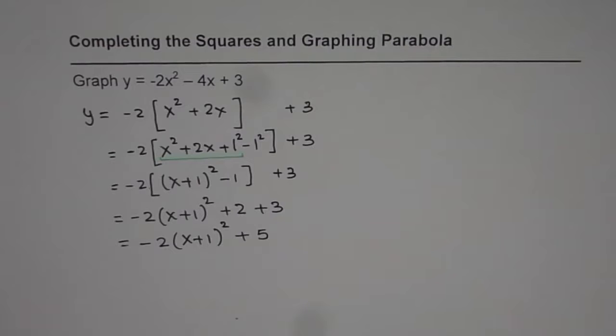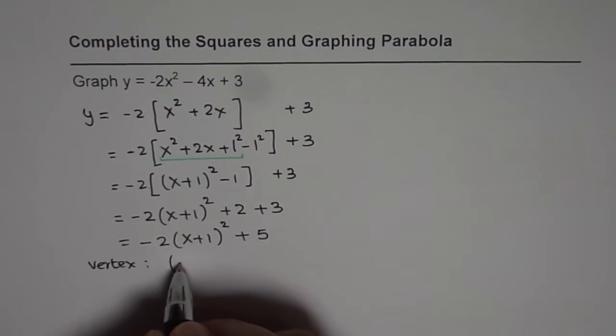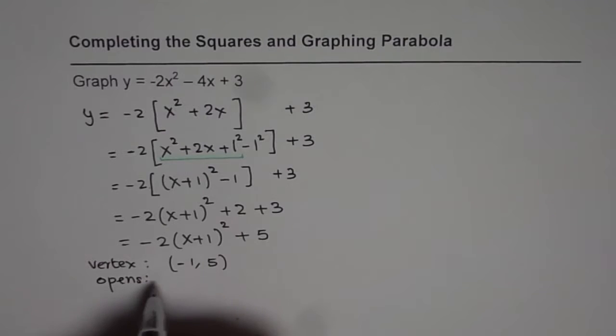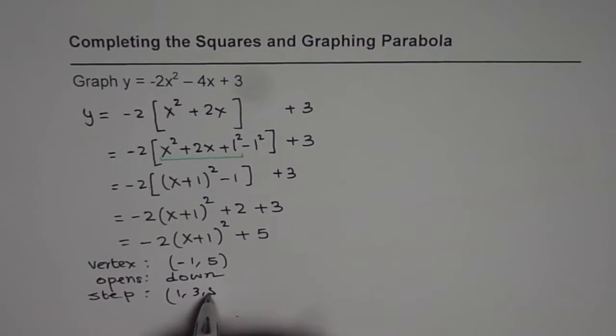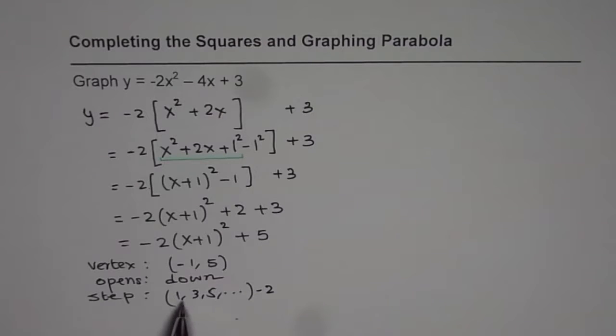So that is the equation in vertex form. Now from this equation you can read the vertex, which is at minus 1, 5, and it opens downwards. Some of you can use the step method, which I prefer. Steps will be 1, 3, 5, 7 and so on, multiplied by minus 2. So that means it is going down in the steps of minus 2, minus 6, minus 10 and so on, right? Now these parameters will help us to sketch a very accurate graph without doing much calculations.